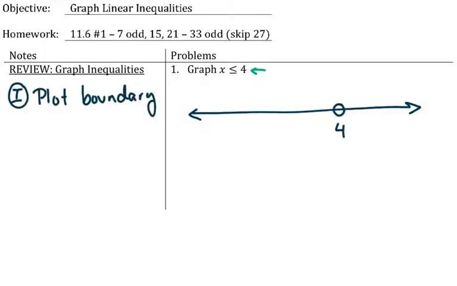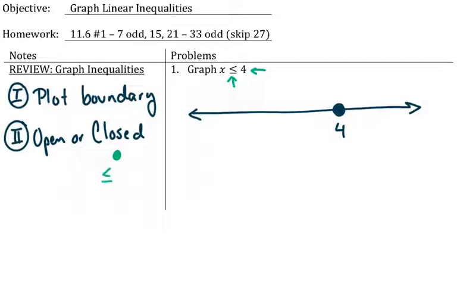Next, we have to decide if that boundary is open or closed. Now, to decide that, we want to look at our inequality sign. And here we see it's or equal to. So that means it is a closed boundary, meaning we are going to fill in this dot here. So closed again means filled in, and that means it has an or equal to sign beneath it. Open is greater than or less than.